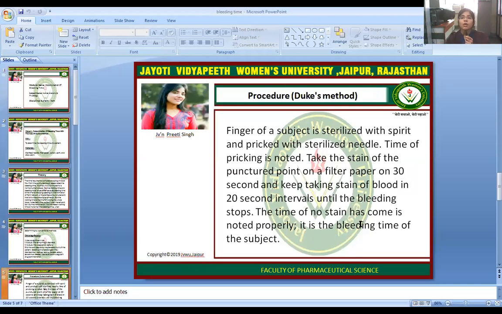Take a stain of the puncture point on a filter paper at 30 seconds and keep taking a stain of blood at 20-second intervals until the bleeding stops. The time at which no stain comes is noted properly. It is the bleeding time of the subject.